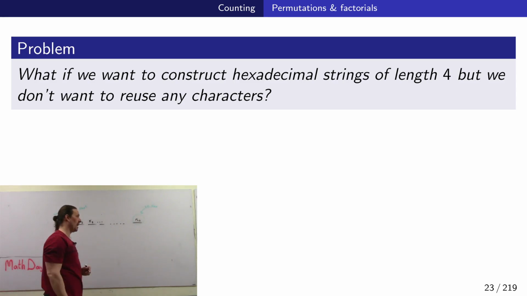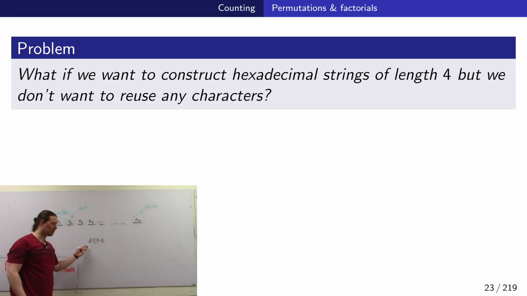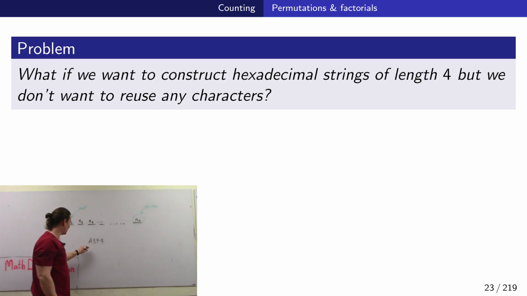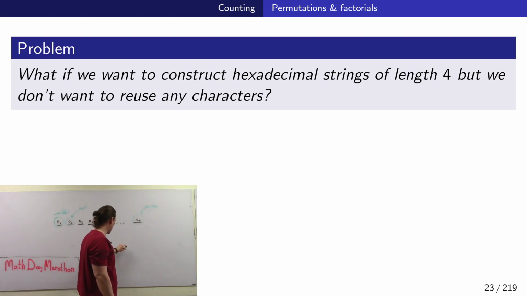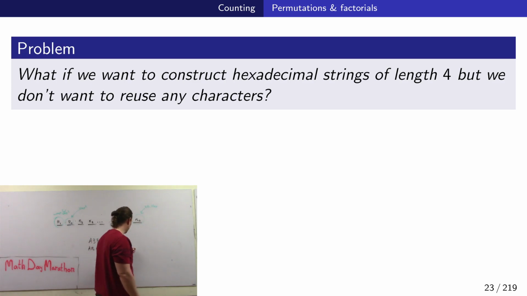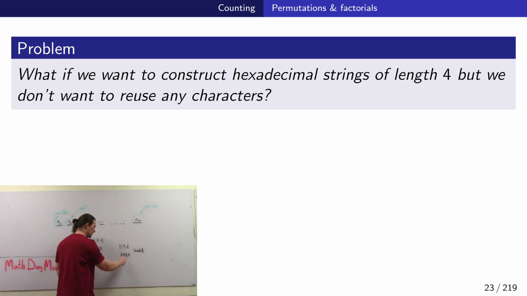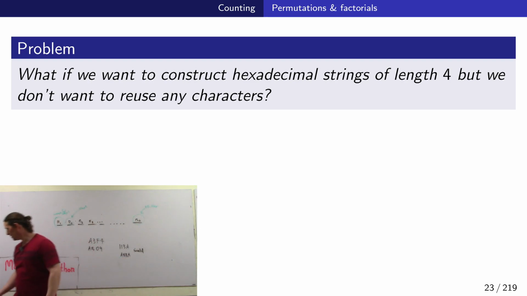That looks, say, like A3F4. Right, there's one hexadecimal string with no repeats in it, okay? Or AB09, okay? But something like 113A or ABBA, these are bad, right? These are invalid strings. This has a repeat, 1-1. This has repeats, AA and BB. Let me switch the board here.